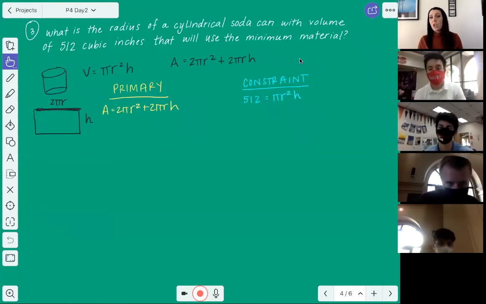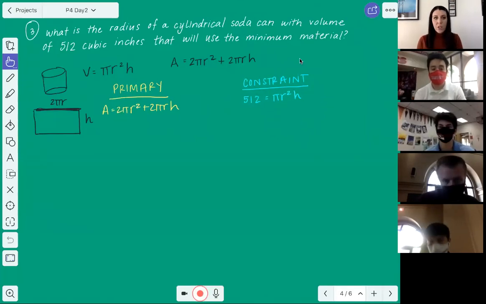So that's the thing we're trying to minimize. We also need to determine our constraint. Our constraint is any additional information we have in this problem. Our constraint here said that we are limited by having a volume of 512 cubic inches. We talked about how to find that volume, area of the base times the height, and the base was a circle. So area of the base, pi r squared times h, gave us our constraint, and our constraint was limited to 512.